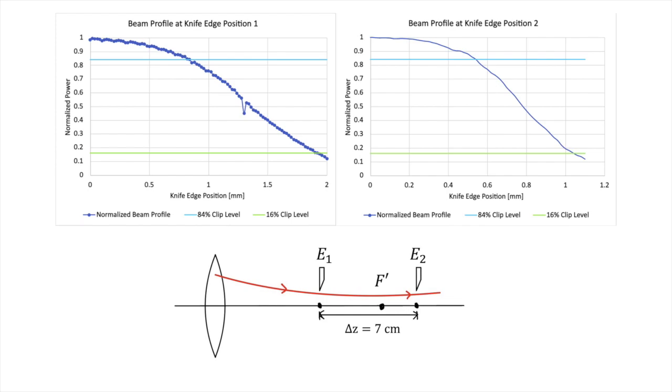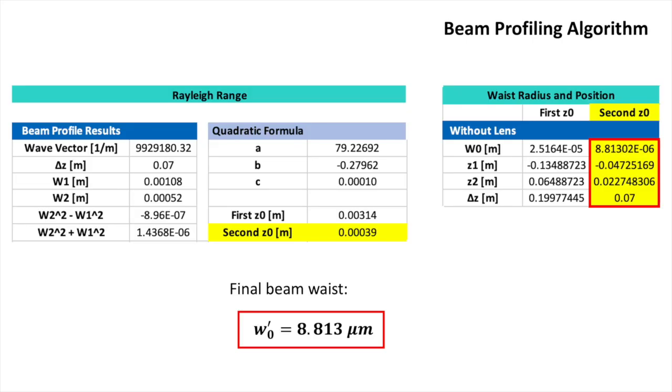Here is the resulting knife edge integration data collected both before and after the back focal plane. We can estimate the beam waist for both measurements by finding the difference in knife edge position when the beam is clipped by 84 and 16%. We can calculate the estimated beam waist using the beam profiling algorithm. For our setup, we found that our new beam waist value is about 8.813 microns.